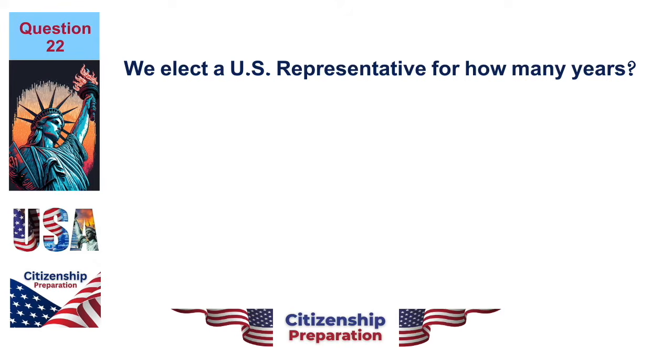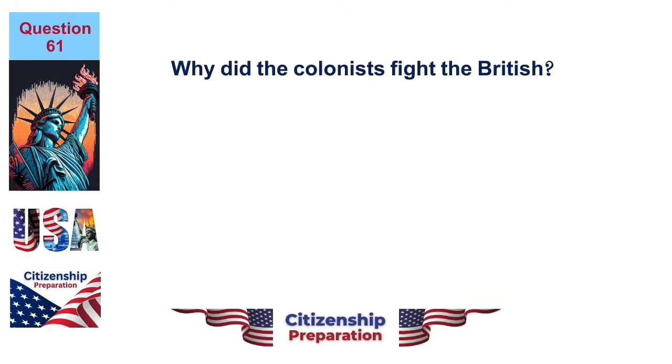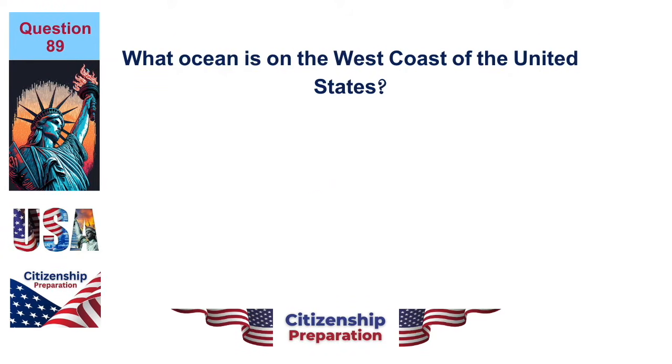We elect a U.S. representative for how many years? 2. Why did the colonists fight the British? Because of high taxes. What ocean is on the west coast of the United States? Pacific Ocean.